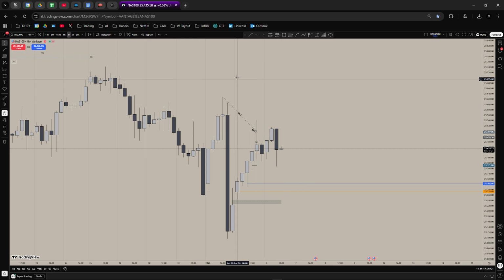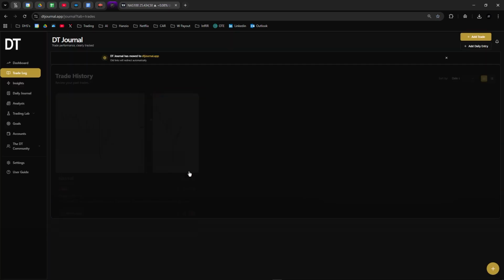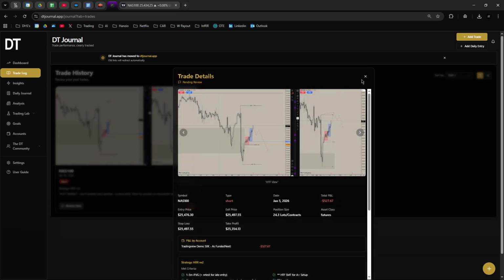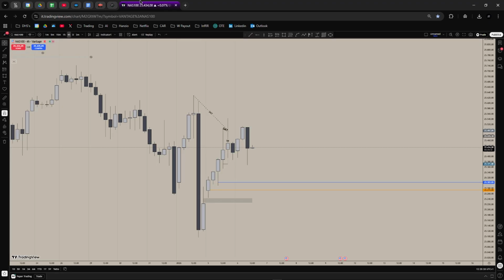This is the trade recap of Monday, 5th of January 2026, where I ended up losing 527. Just off the record, I want to tell you that this account is not real, it's fake money.